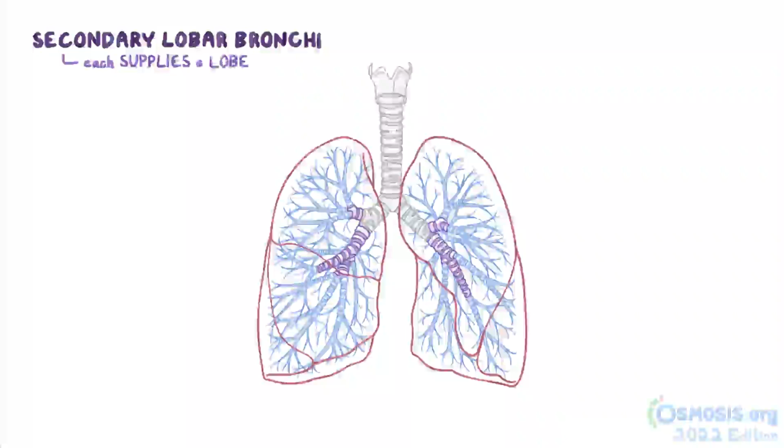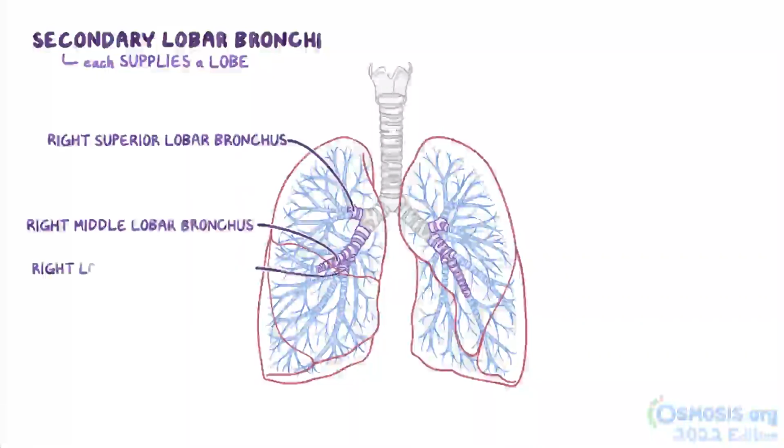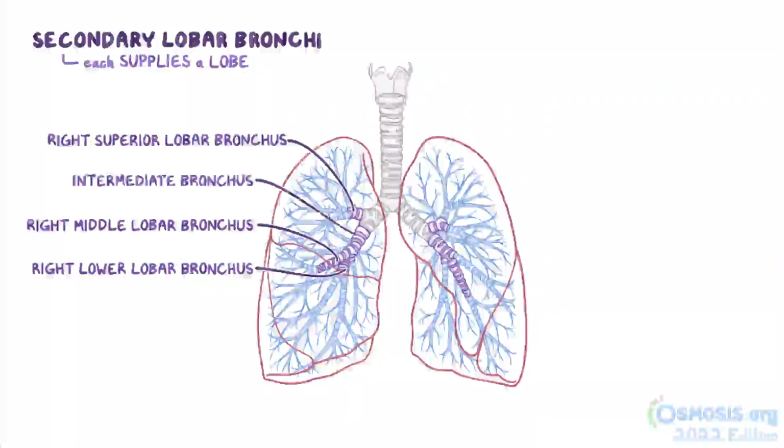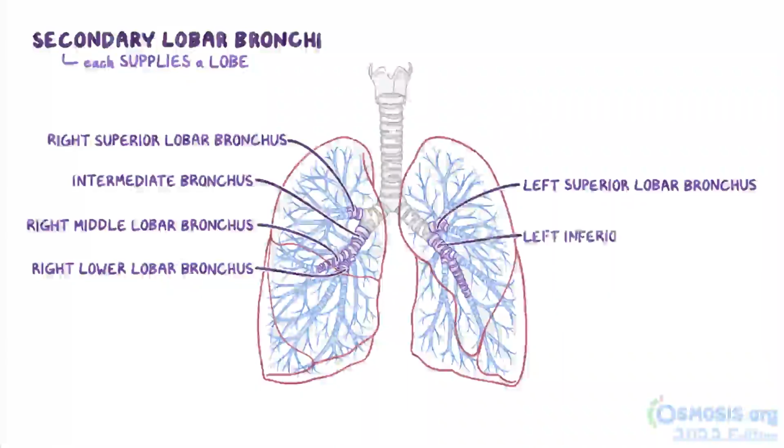So, on the right, there are three secondary lobar bronchi: right superior lobar bronchus, right middle lobar bronchus, and right lower lobar bronchus. The portion of the right main bronchus that continues inferiorly and gives rise to the middle and lower lobar bronchi is often referred to as the intermediate bronchus. On the left, there are only two lobar bronchi, the left superior lobar bronchus and the left inferior lobar bronchus.